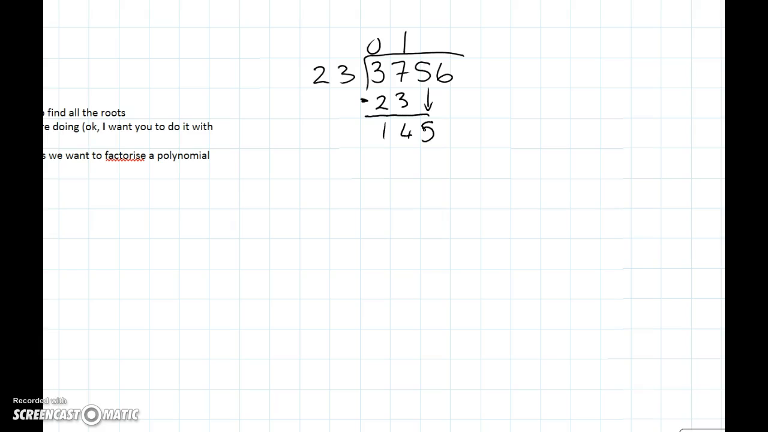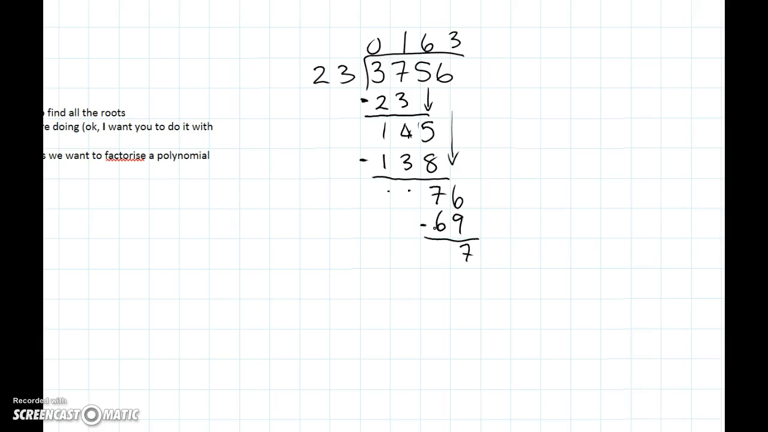145 into 23 goes 6 times. You can use a calculator when you need to. 6 times 23 is 138, and when I find the difference between those, I can borrow and I will get 7 over there, and that's all fine. Bring down my 6. 76 into 23 goes 3 times. 3 times 23 is 69. And when I subtract those, I get 7.